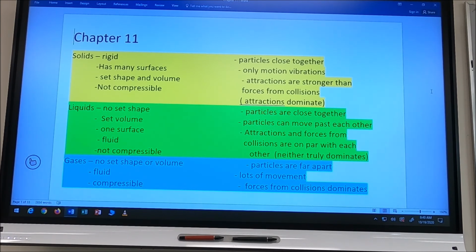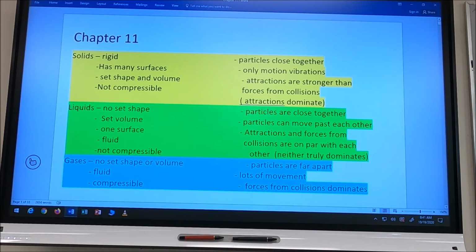Okay? And then lastly, gases, which we spent all last chapter looking at. No set shape or volume. It's a fluid, and it is compressible. Notice a liquid is not compressible, a gas is. The particles are far apart, and there's lots and lots of movement. Forces of collision dominate here. When two particles collide into each other, the force they apply during the collision is much greater than the attractive forces between the particles, so they don't stick, they just bounce off each other.